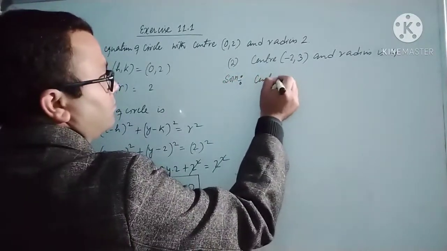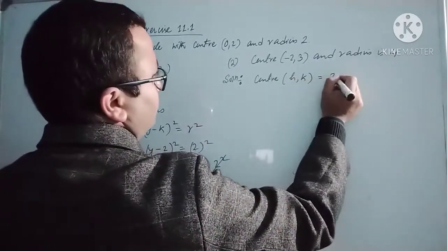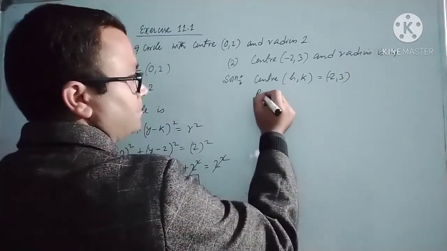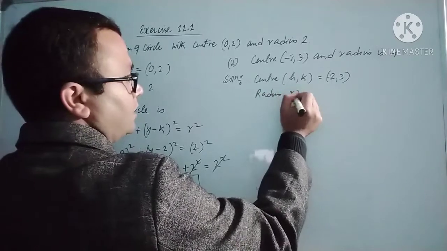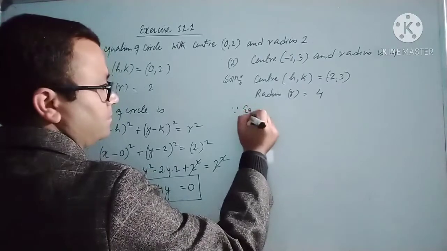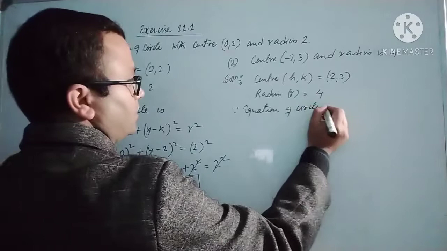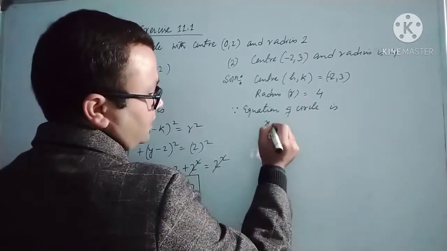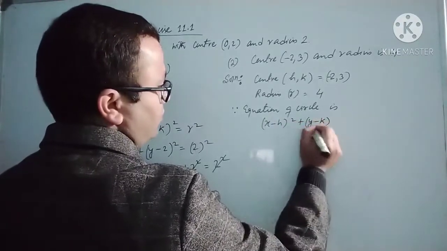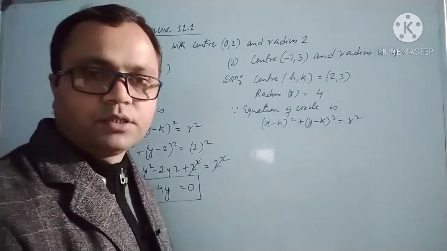Center (h, k) equals (-2, 3) and radius r equals 4. We know that the equation of circle is (x - h)² + (y - k)² = r². Now it is the equation of circle.